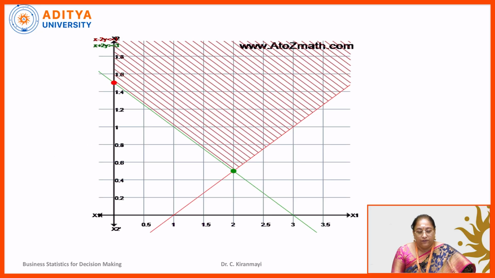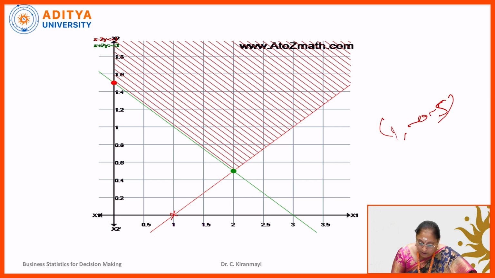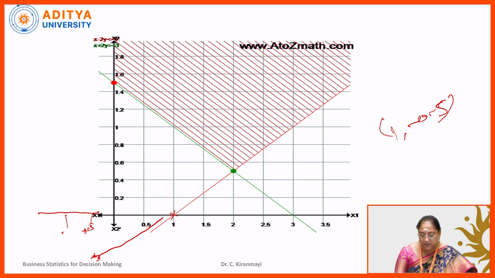Now let us go to the graph. The coordinates for the first constraint are 1 and minus 0.5. On the x-axis it is 1, and on the y-axis we take minus 0.5 on this side. Joining these gives the line. We consider the solution space from this point because negative values are not considered. This is the line representing the first inequality.